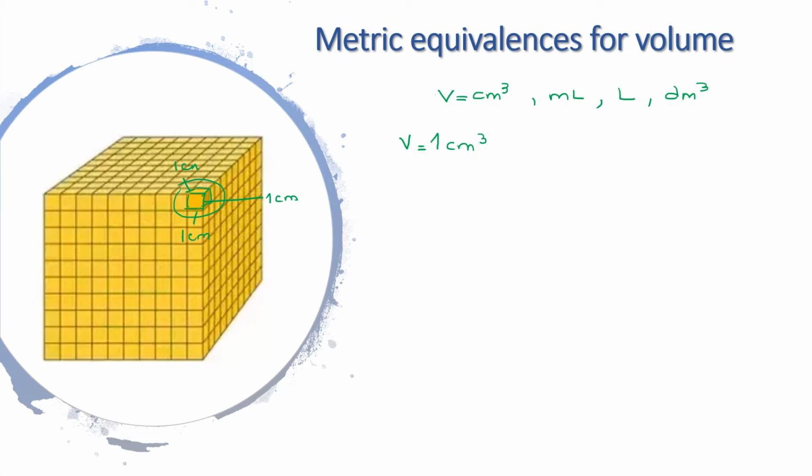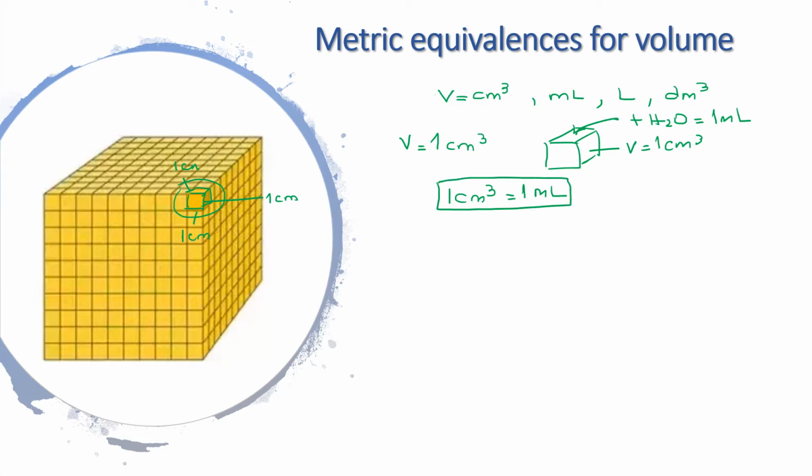So 1 centimeter cube, the relationship with milliliters is that if you take a cube of 1 centimeter in each side, so the volume is going to be 1 centimeter cube, and you fill it up with water, it is going to hold exactly 1 milliliter of water. So in other words, when they give you centimeters cube or milliliters, it's exactly the same thing numerically. 1 centimeter cube is equal to 1 milliliter in terms of the numbers that I can use in my problems.